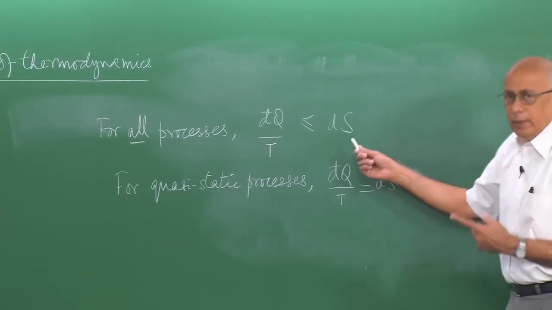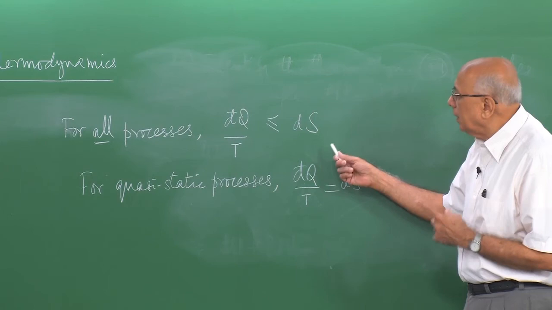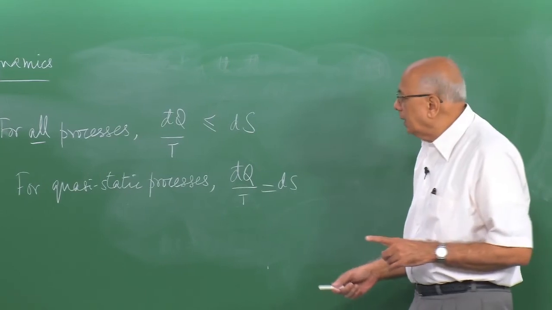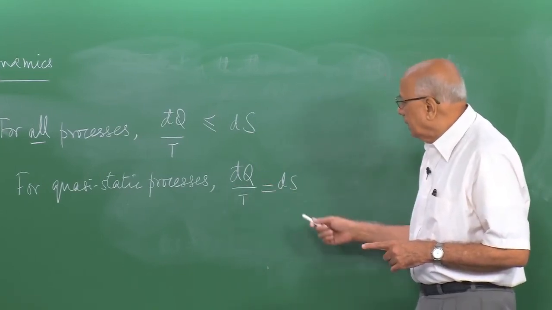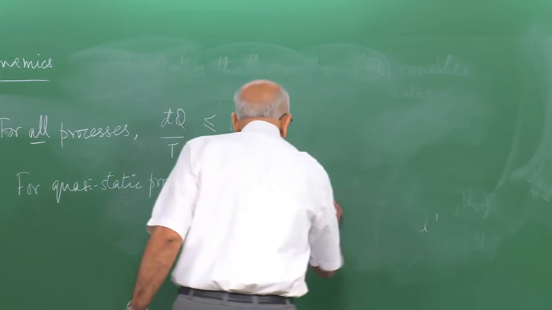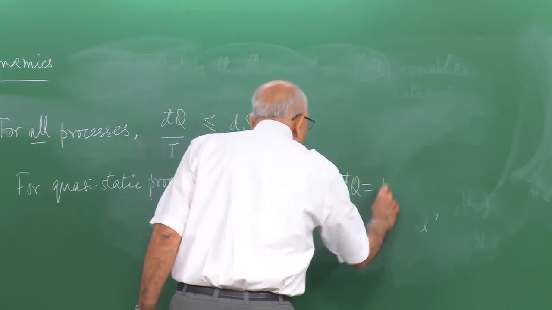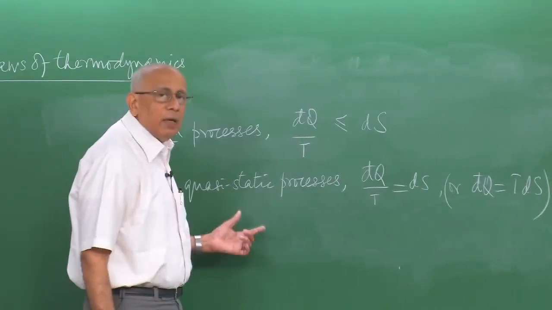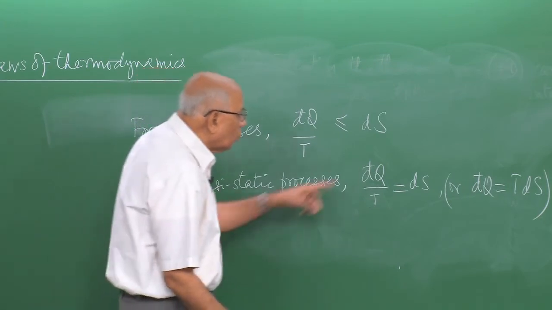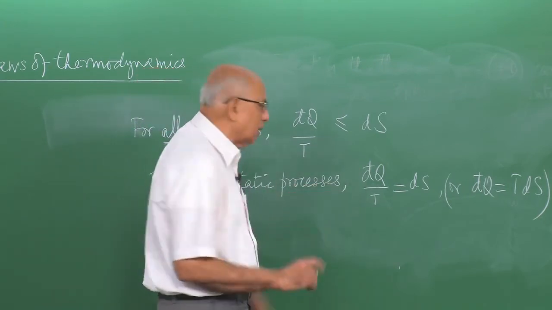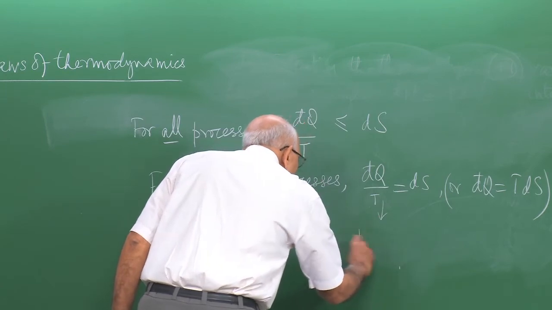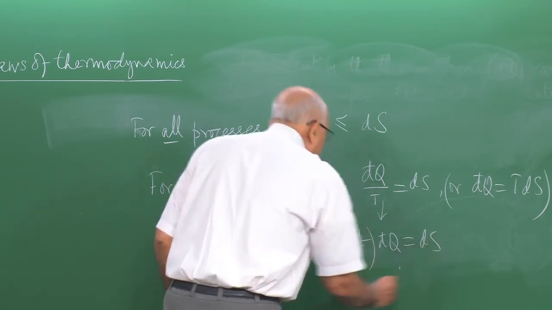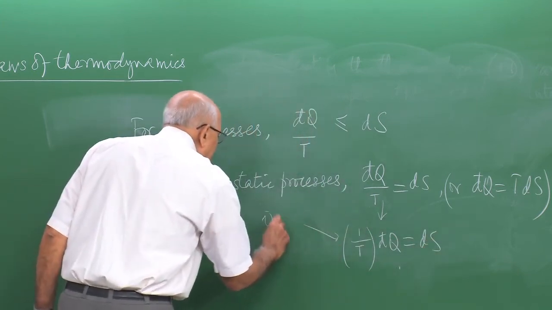So the inequality which says the change in the entropy is always greater than or equal to dQ over T becomes an equality in the case of quasi-static processes. So it says dQ equals TdS. One significance of a quasi-static process is that 1 over T acts like an integrating factor. Notice that 1 over T, an integrating factor, times an imperfect differential becomes a perfect differential. So this quantity is an integrating factor.